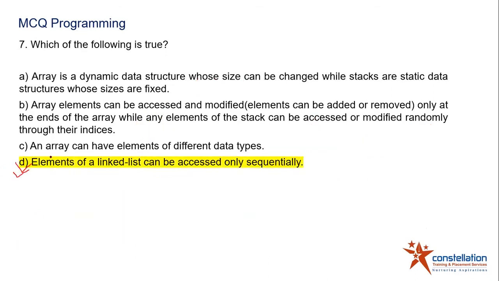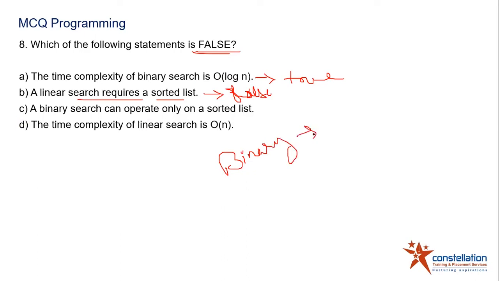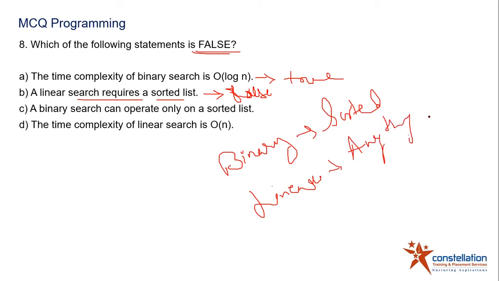Now going to the next question, the eighth one. Which of the following statements is false? Okay, the time complexity of a binary search is O(log n), and this is true. A linear search requires a sorted list. False. A linear search does not require a sorted list. A binary search requires a sorted list. Binary, sorted. It has to be sorted. Linear, no. It can be anything. No need for it to be sorted.